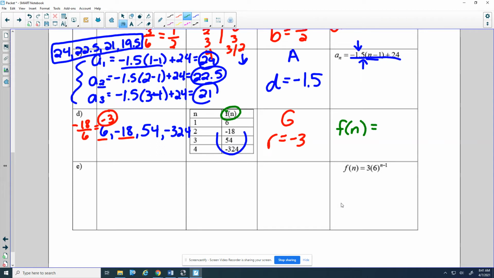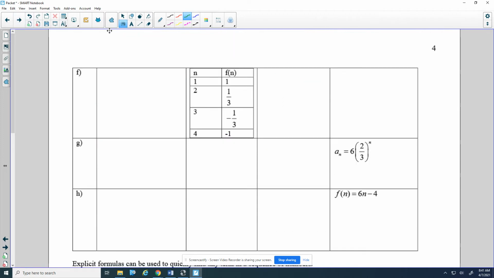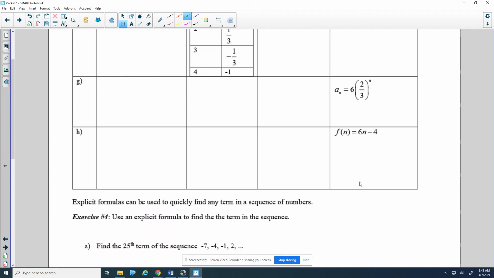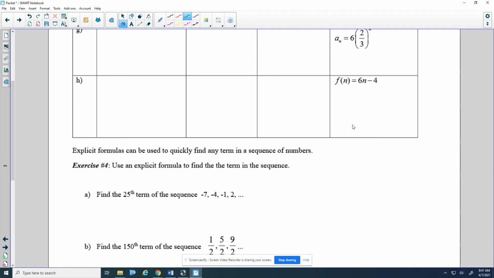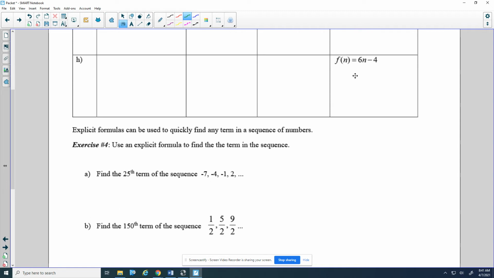My start value, or my a sub 1, is 6 times negative 3 to the n minus 1. So it's really not different. You're just putting an f of n in the front. This is called f of 1, but once I plug something in, it's the same difference as a sub 1. So for the video, we are going to skip forward. There's a couple other examples here. I'm going to do just letter H. Yeah, letter H is good. Okay, and then I'll do a couple down here.